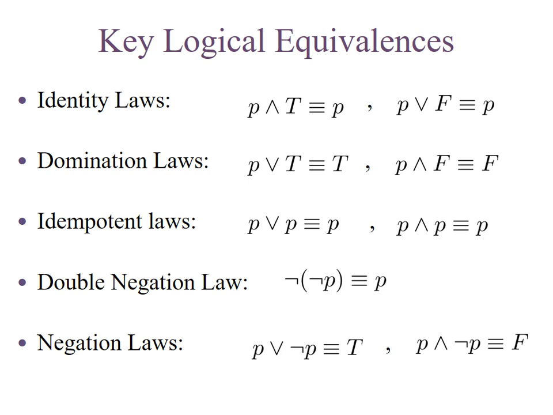For logic, we can say if we apply P or P, the result is P. P and P, the result is also P. So you apply the operation multiple times to the variable P. So we call this idempotent laws. Next is the double negation law. If we apply negation to the variable P twice, then the result is P. And the last one, negation laws: P or not P, the result is true. P and not P, the result is false.